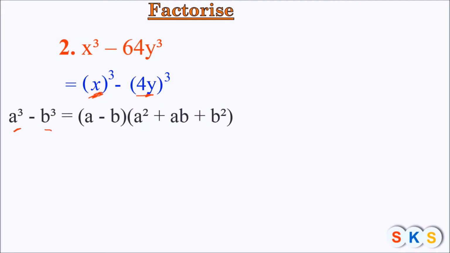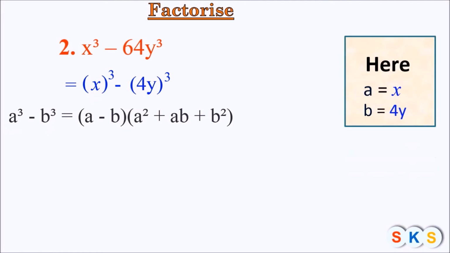Now we are going to make a note of value of a and b. Okay, you can see that in a rectangular box I have noted here the value of a as x and value of b as 4y. Now we are going to substitute value of a and b in this formula. So open round bracket. Now you can see here that we have the first term as a. At the place of a, what we can write? Look at the rectangular box. At the place of a, I can write x.